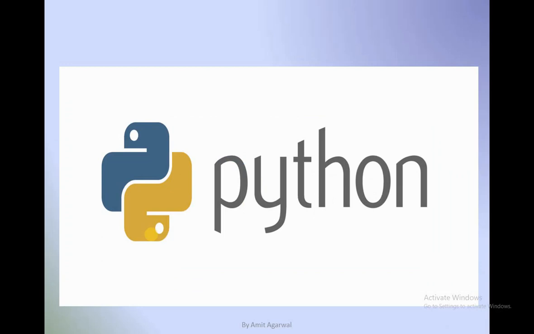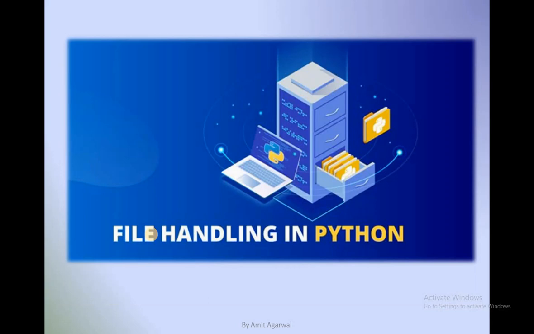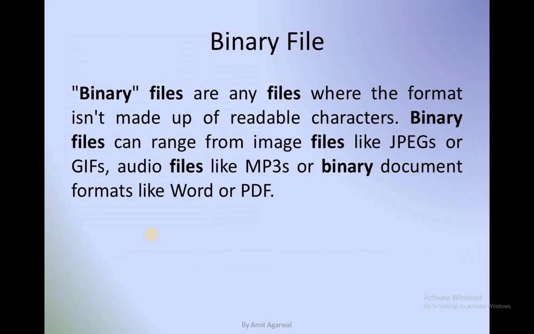Welcome to Python Register. Today we are going to see file handling in Python. In the earlier videos we have seen what a text file and a CSV file are. But today we are going to look at what binary files are. Binary, as the name suggests, refers to files made up of zeros and ones. So binary files are any files where the format isn't made up of readable characters.